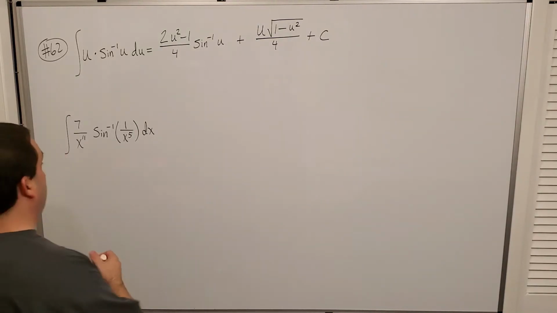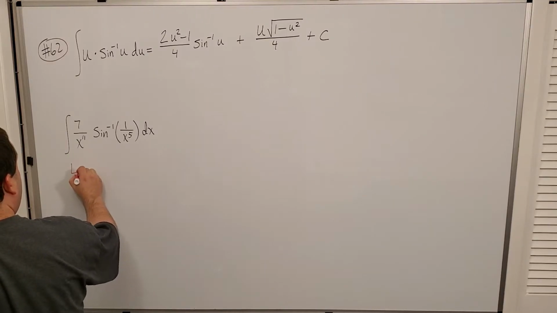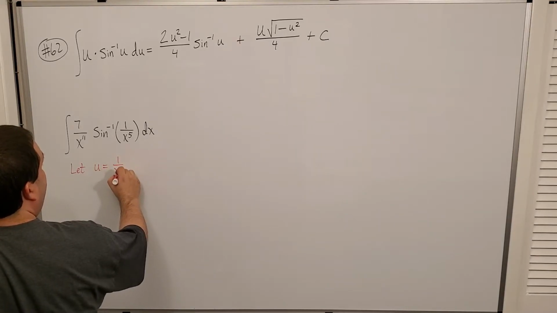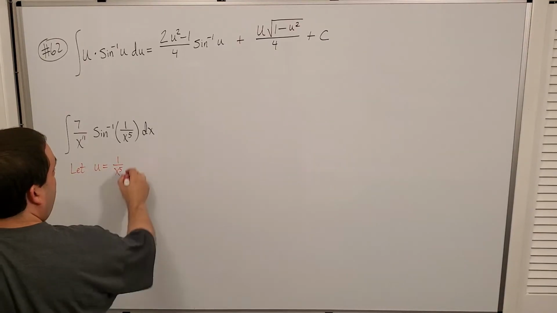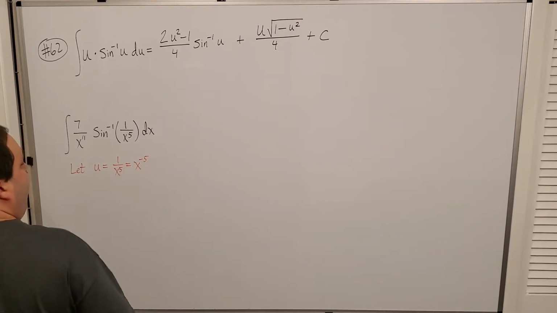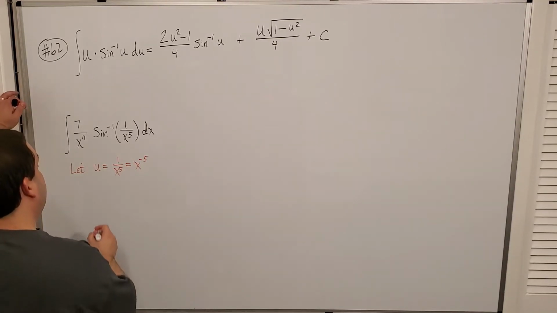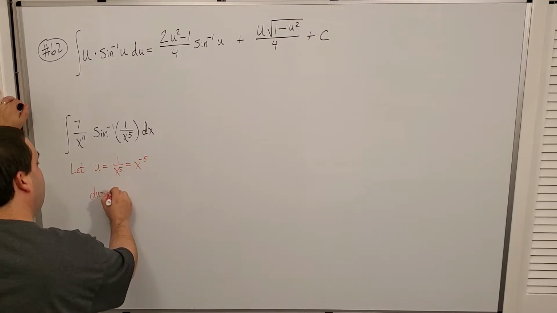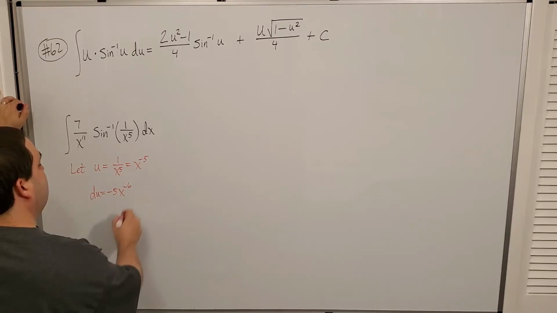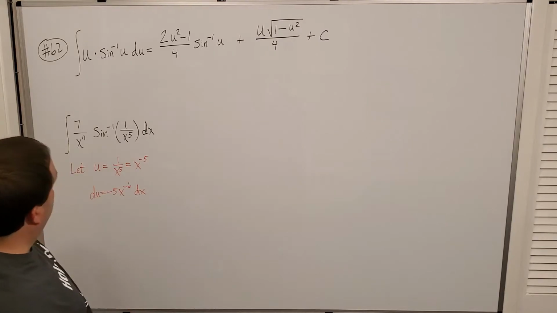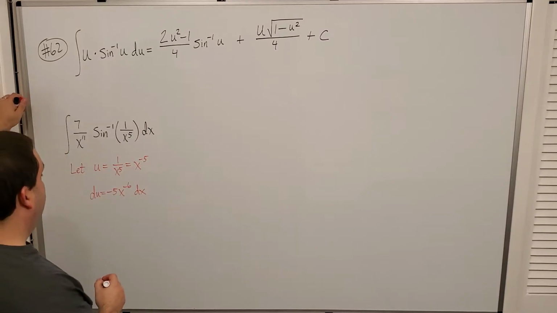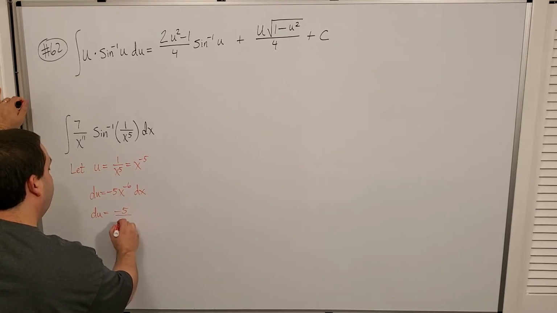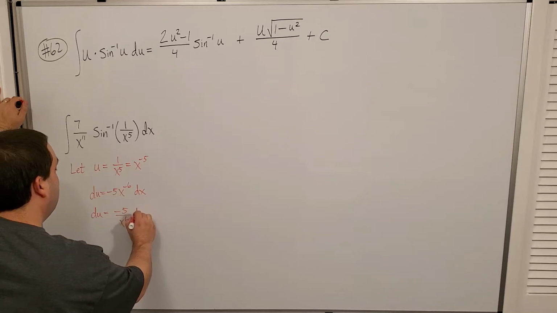I am going to let my u equal to 1 over x to the 5th, right? Which is x to the negative 5 power. So then my du is going to be the derivative of this, which would be negative 5x to the negative 6 dx. So let's rewrite that a little bit. That means my du would be negative 5 over x to the 6th times dx.